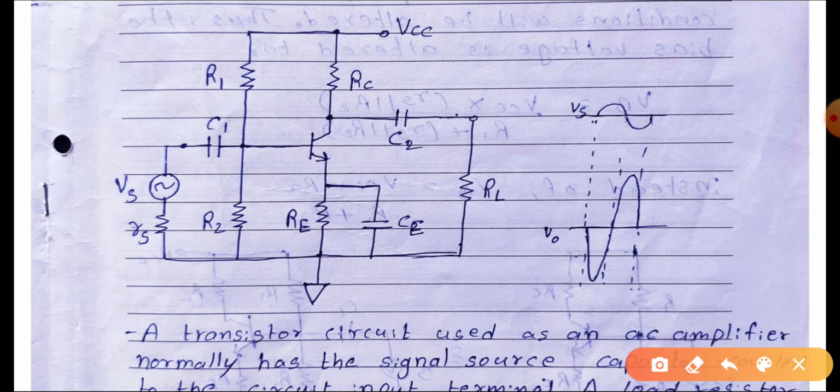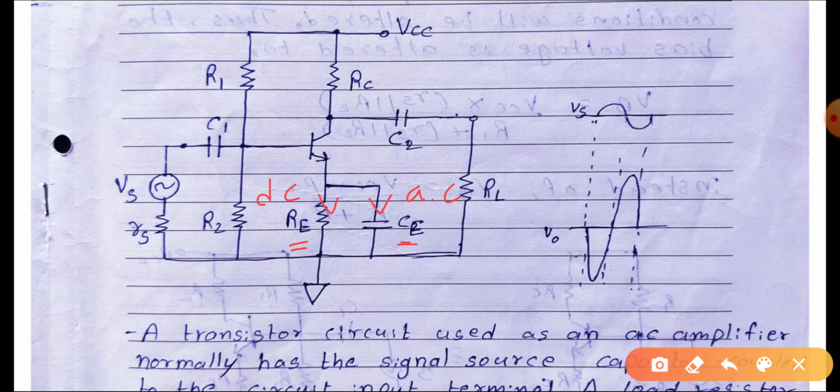When you use this emitter bypass capacitor CE, this capacitor will bypass the AC emitter current, and only the DC emitter current will flow through the RE. That is why, with no AC current through this RE, you will get maximum output voltage at your output.